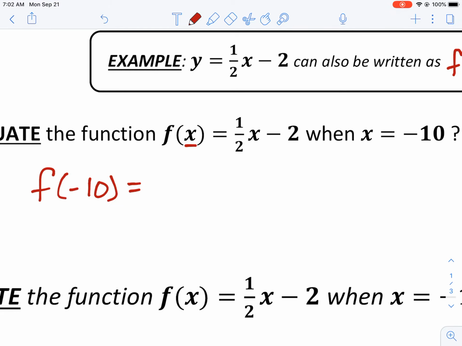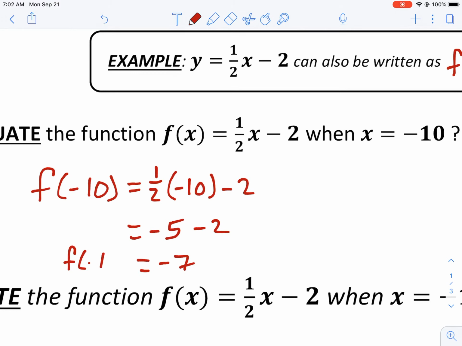What this is saying is that -10 is now our input, all right? We've actually chosen a value for x. So whatever number goes in parentheses with the f to replace the x, that's the number that you replace for the x in the equation as well. So here we're going to have 1/2 times -10 minus 2, okay? So 1/2 times -10, that's -5. -5 minus 2, that's -7. So f of -10 equals -7, right? If -10 is the input, then -7 is the output, all right?